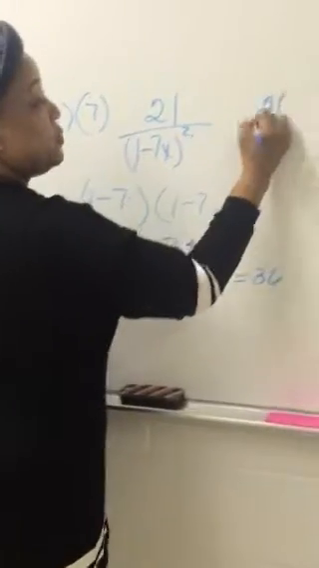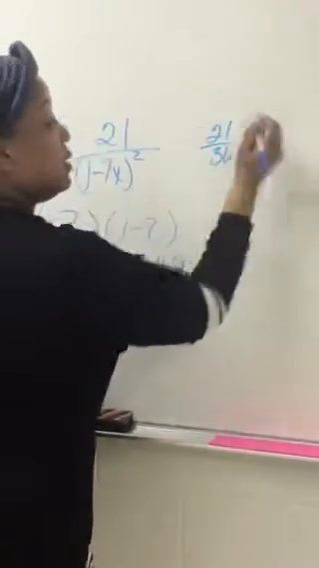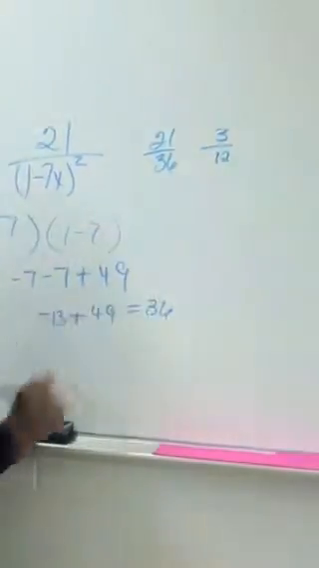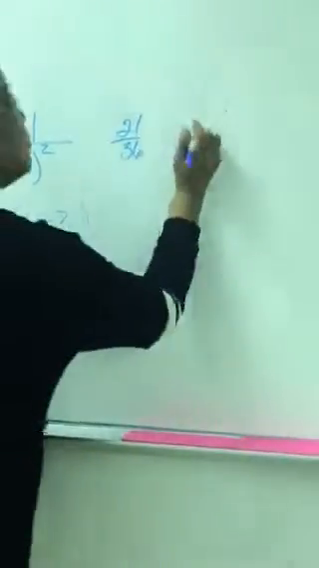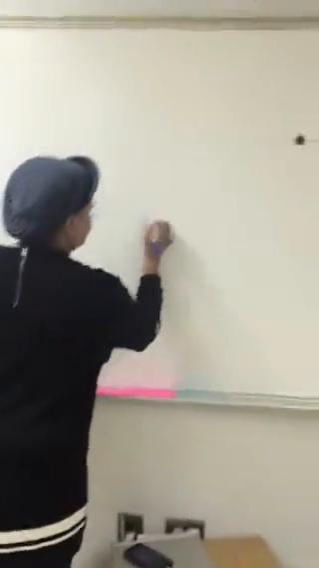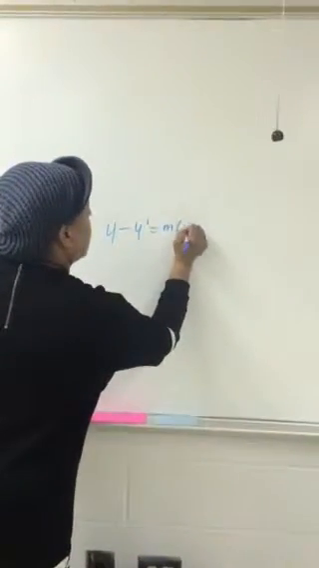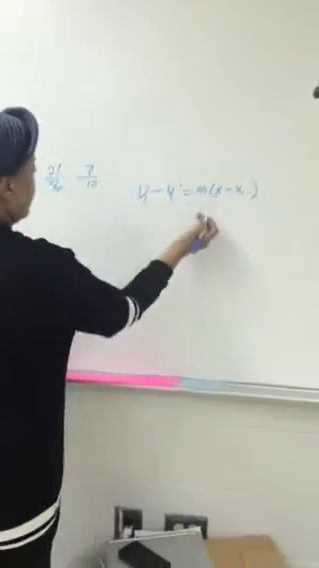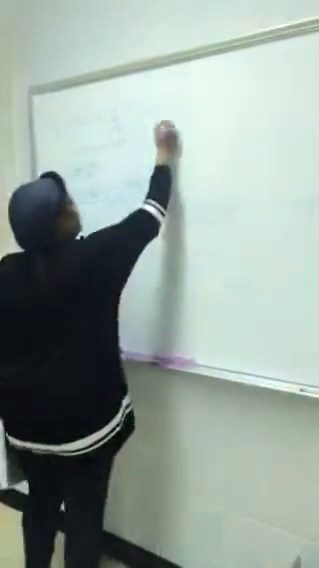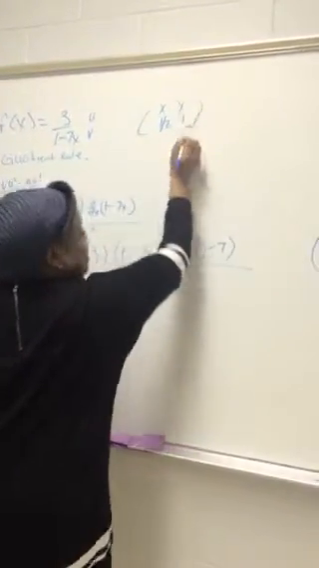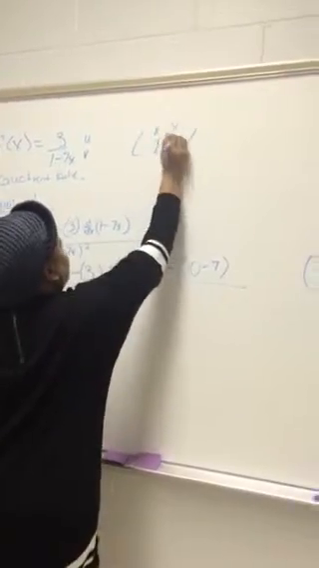So this is going to end up being 21 over 36. We have to reduce it. So it's going to end up being 3 over 12. No, I'm sorry, that was right. 7 over 12. So then we have to put that in our equation, which is y minus y1 equals m times x minus x1. So we got points in the beginning. We got our x and our y, which is 1 half and 1. No, actually, backwards, 1 and 1 half. And we're going to plug them into this equation.